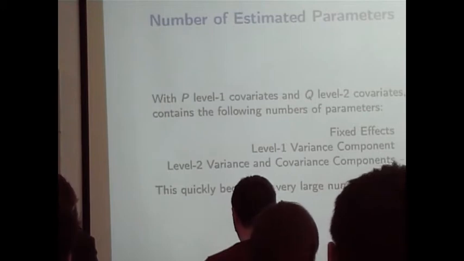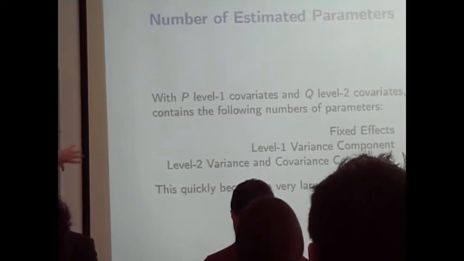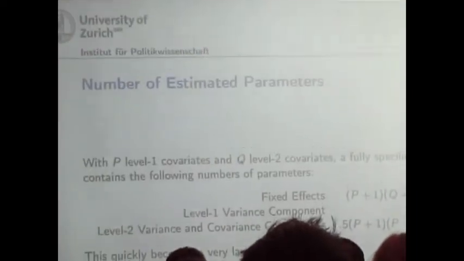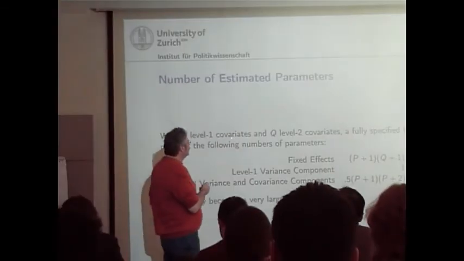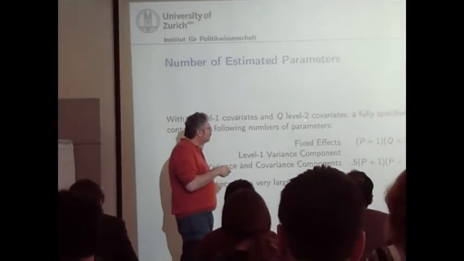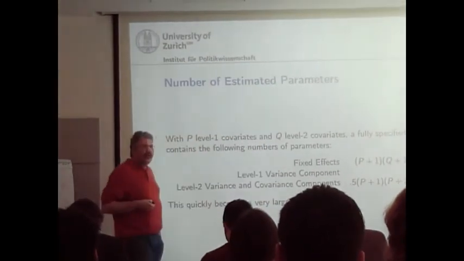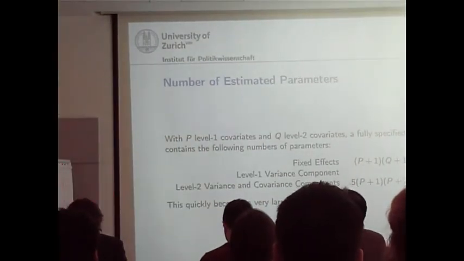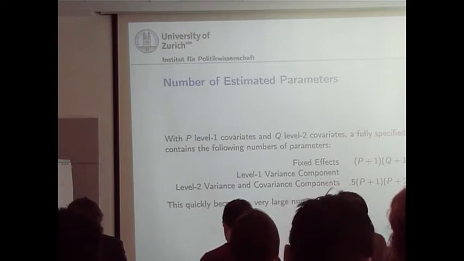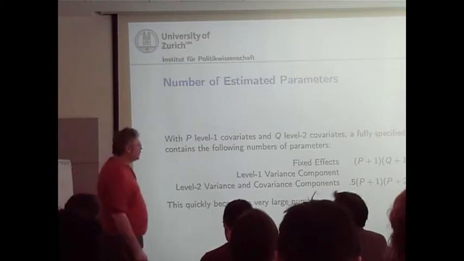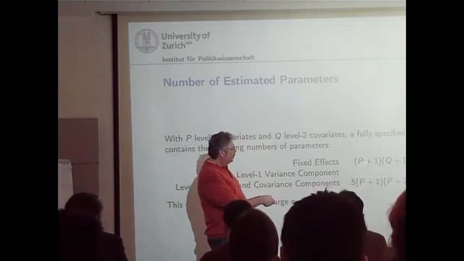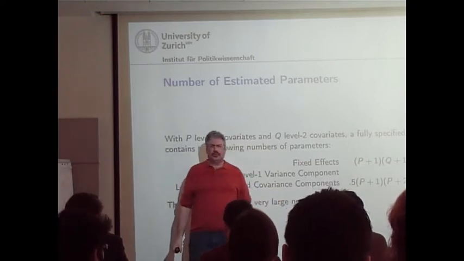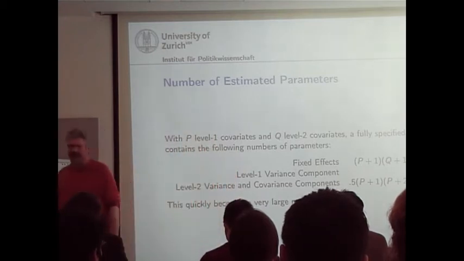Degrees of freedom fairly quickly. So here's a quick rundown of what it is that we end up estimating if we have P-level 1 covariance, Q-level 2 covariance, and a fully specified hierarchical linear model. That means Z affects every random effect. There are cross-level interactions. Then you would have fixed effects, the number that's equal to P plus 1 times P plus 1. That's the number of fixed effects you would be estimating.